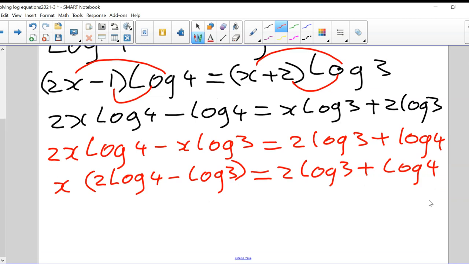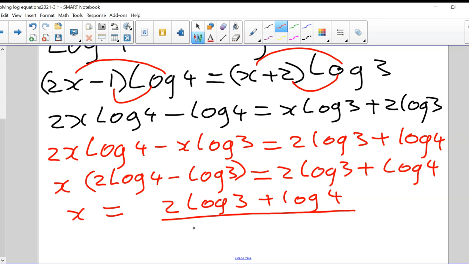Absolutely. So x is therefore equal to 2 log 3 plus log 4, divided by 2 log 4 minus log 3.